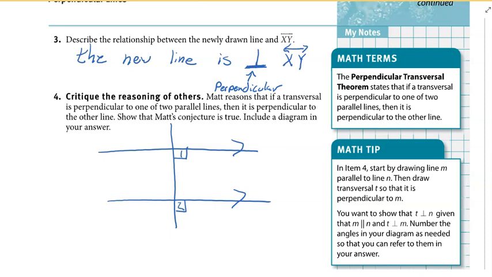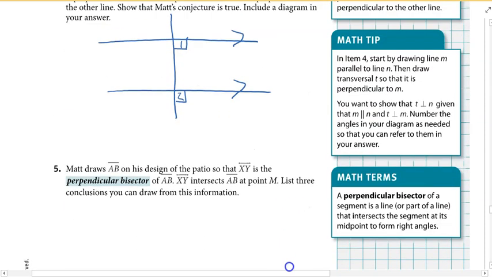We have a diagram. It doesn't say explain, but we could use corresponding or alternate interior angles. It doesn't really matter what you use on this one, because either way you get a 90-degree angle down here with congruent angles. I guess you could use same side interior as well. Supplementary angles of 90 make it perpendicular as well.